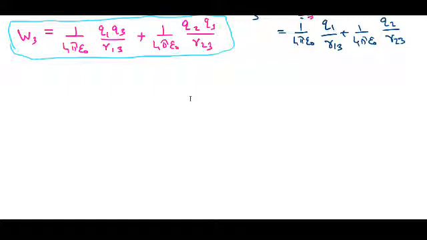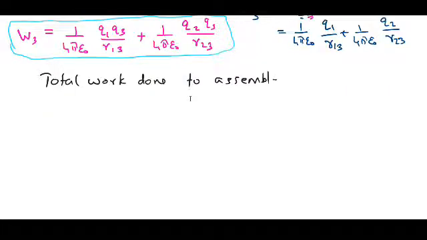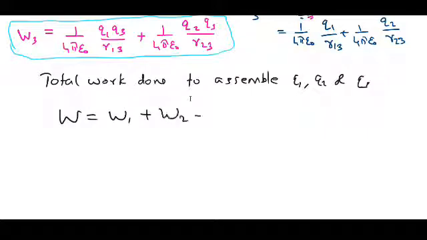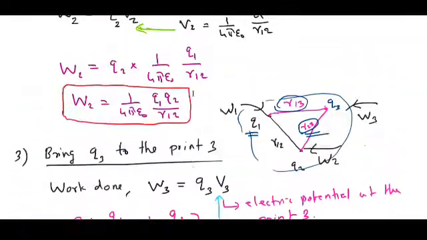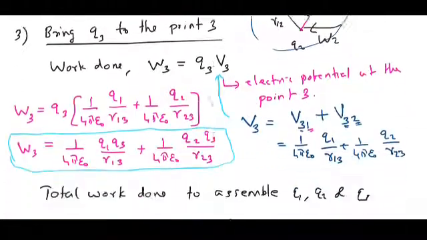Now, answering this question, we can write total work done to assemble the charges Q1, Q2 and Q3. That is equal to W is equal to W1 plus W2 plus W3. The first work W1, it was 0. The second work, that was this one, 1 by 4 pi epsilon 0 Q1 and Q2 by R12.